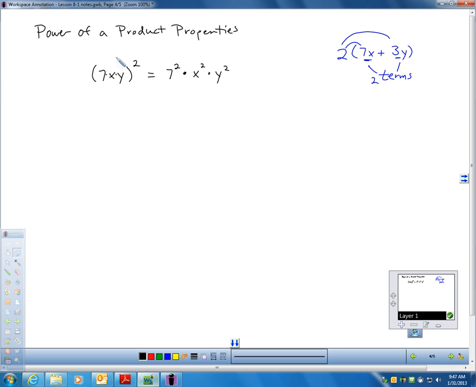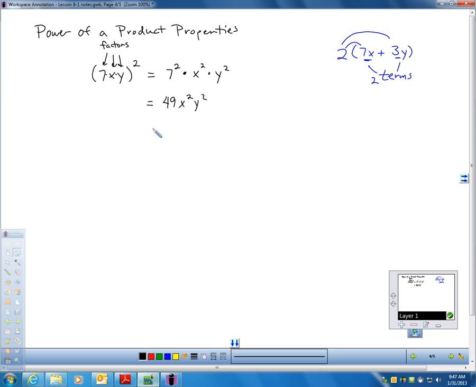Okay, each factor. Remember when you multiply, each of these are called factors. So I guess now I'm probably going back to 5th grade math. Okay, I have to apply the second power to each factor. So 7 squared, x squared, y squared. So 7 squared is 49. And I get x squared, and I get y squared. So 7xy squared would be 49x squared y squared. That's the power of a product property. I got to apply that exponent to each factor.